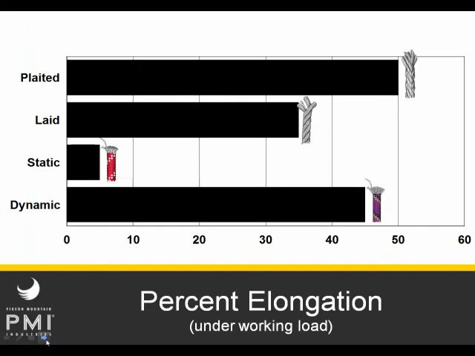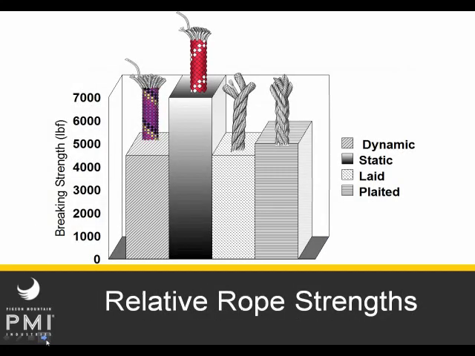I want to point out the difference in construction and how that affects the elongation of a rope. Remember the plated rope that we saw earlier? That plated rope is actually one of the stretchiest ropes out there just due to its construction. Laid rope is also very stretchy, and static kernmantle rope is the least stretchy of all. Dynamic rope is also kernmantle, but it's designed to be stretchy, so it has certain characteristics built into it to make it stretchy so that it can catch and reduce the impact of a falling load.